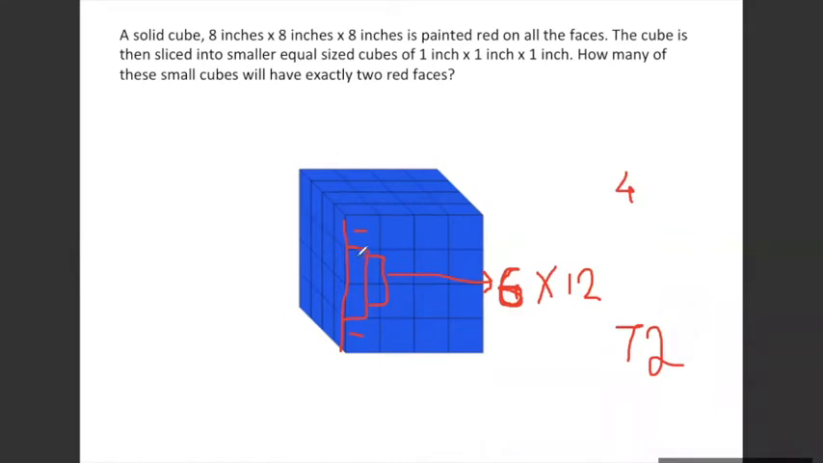And that's why we say in an 8-inch cube, there will be 6 cubes in the middle of each edge, which have 2 red surfaces colored, and there are 12 edges in a cube. Hence 6 into 12 is 72. So that's our answer. Is this clear, students? Yes, ma'am. Okay.